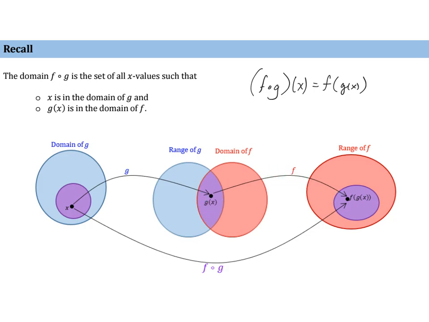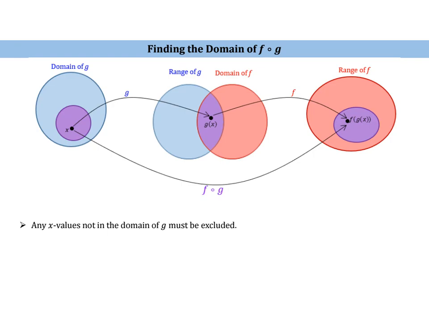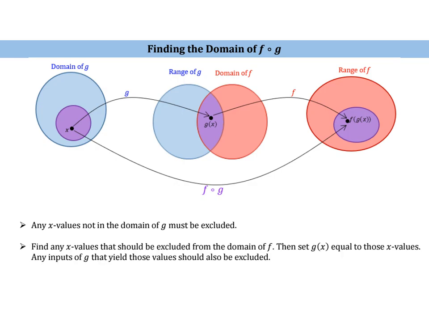So the domain of f composed with g has to start by looking at what we can put in for g, and then what can be put in from the outputs of that into f. So what does this mean? Any x values not in the domain of g must be excluded. Then any x values that are not allowed in the domain of f should be excluded from the outputs of g.